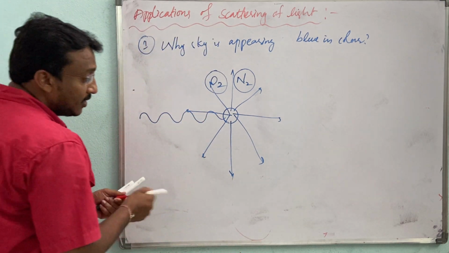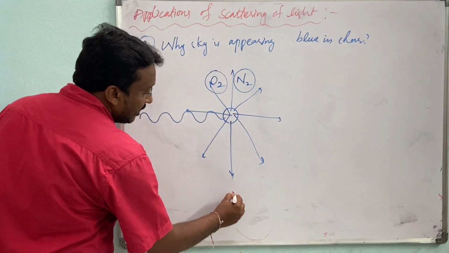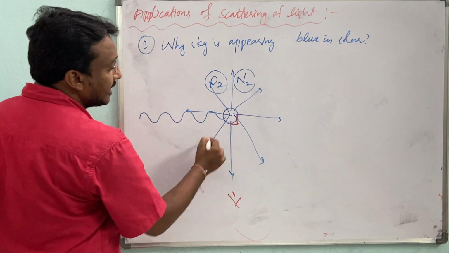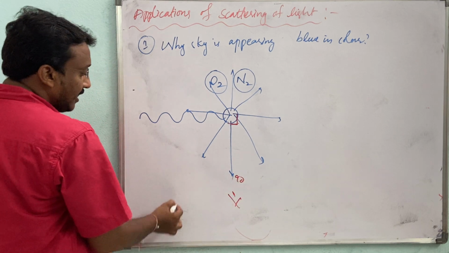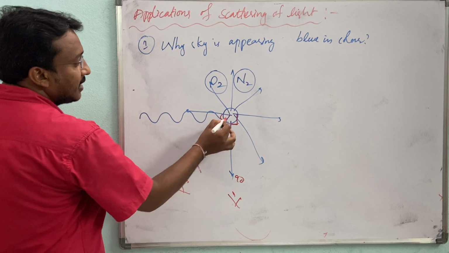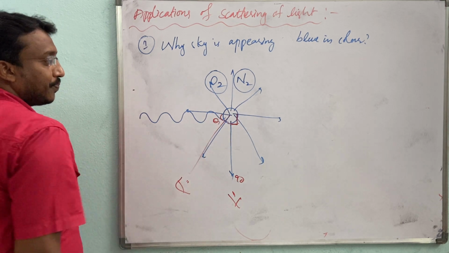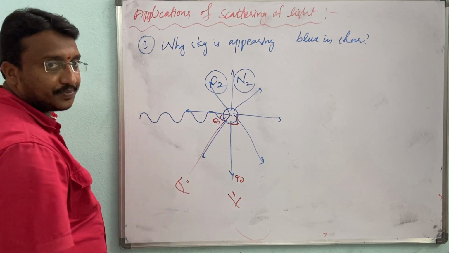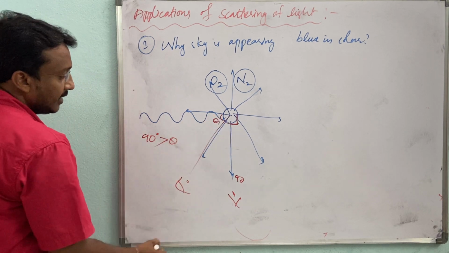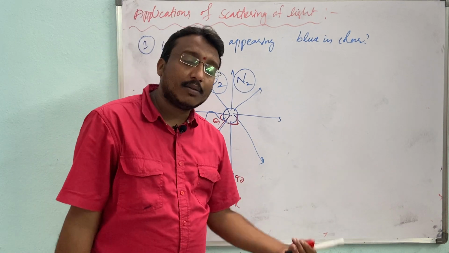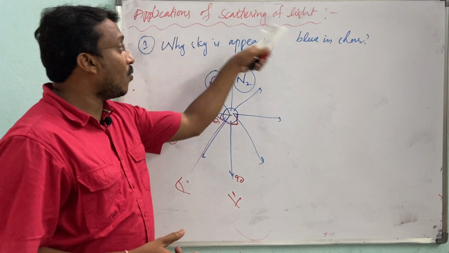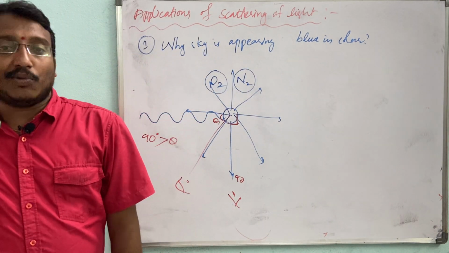If we see from here, the sky appears very bright. Why? Because your angle is a right angle, that means 90 degrees. If we see from here, it appears a little less bright. Why? Because the angle formed is less than 90 degrees. Got it? This is the reason why the sky appears blue.